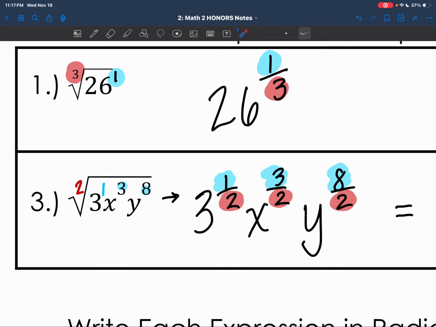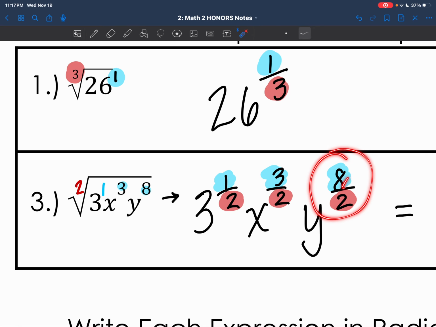The exponent becomes a numerator. The index becomes a denominator. Now here, under the radicand, we've got y, which is your base. We've got your exponent as a numerator, your index as the denominator. Now, these are okay. You can't simplify them anymore because you don't want to write a decimal. So these fractions are as simplified as you can get.